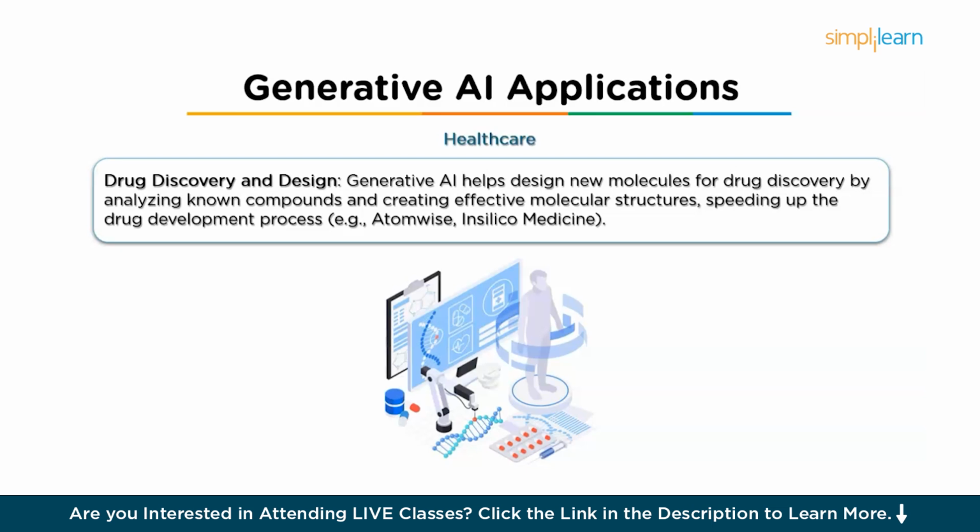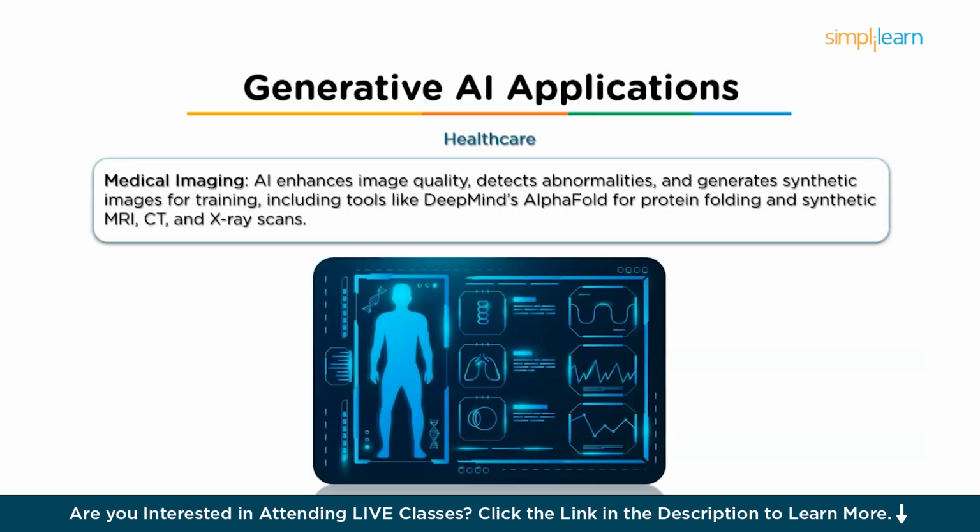So for example, Atomwise and Insilico Medicine use generative models to propose new drug compounds, accelerating the traditionally slow and costly drug discovery process. And then in healthcare, we have medical imaging. So GenAI is also being used in medical imaging to enhance the quality of images, detect abnormalities, or even generate synthetic images for training purposes. Models like DeepMind's AlphaFold have revolutionized the understanding of protein folding, which is crucial for drug design.